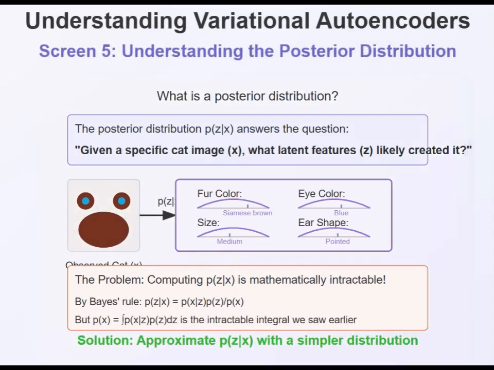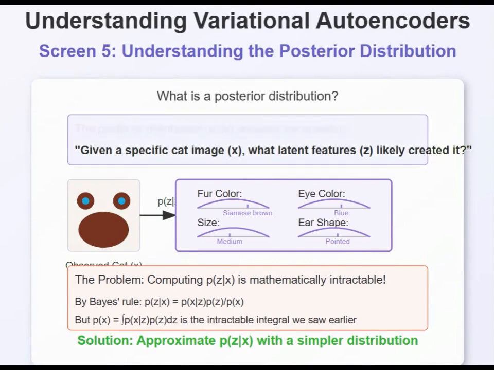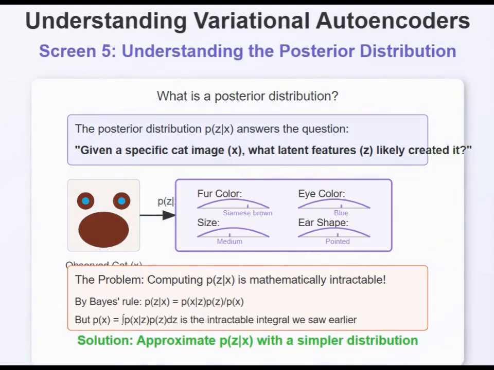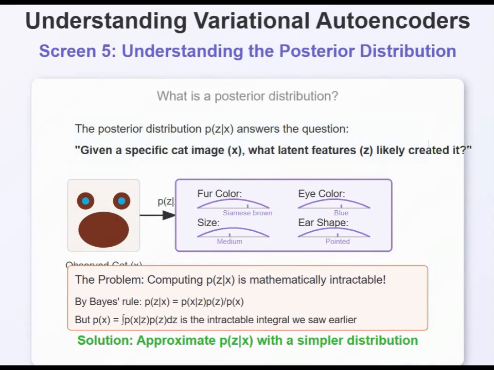But as we learned in the previous screen, computing this posterior exactly requires evaluating an intractable integral. Mathematically, we need p(z given x) equals p(x given z) times p(z) divided by p(x). But p(x) is precisely the integral we can't compute. This is the fundamental challenge that variational autoencoders address, approximating this posterior distribution without having to compute the intractable integral. In the next screen, we'll explore how neural networks can help us implement a variational approach to this problem.